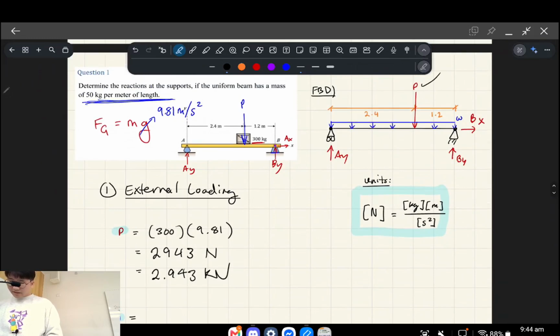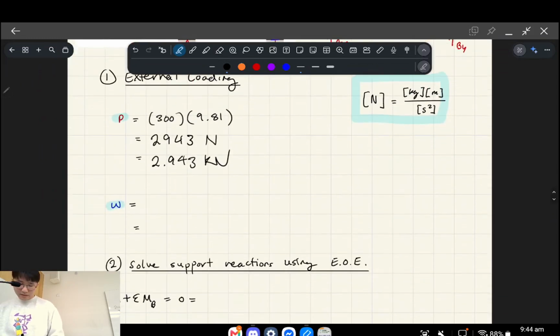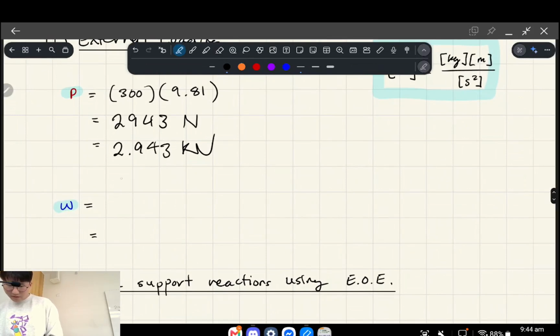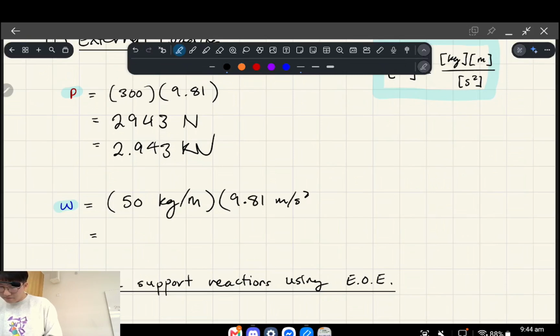All right, next we're going to do the self-weight of the beam, and we're told that's 50 kilograms per meter of length, all right? So I'll explain that a bit more in a second, but I'm going to include the units for this line of working. We're told it's 50 kilograms per meter, all right? And we're going to multiply that with 9.81 meters per second squared. And you'll see that it's going to result in essentially the same as what we did for P, except it's going to be per meter along the beam. Newtons per meter. And if we want to convert that into kilonewtons per meter, we just divide by 1,000 again.